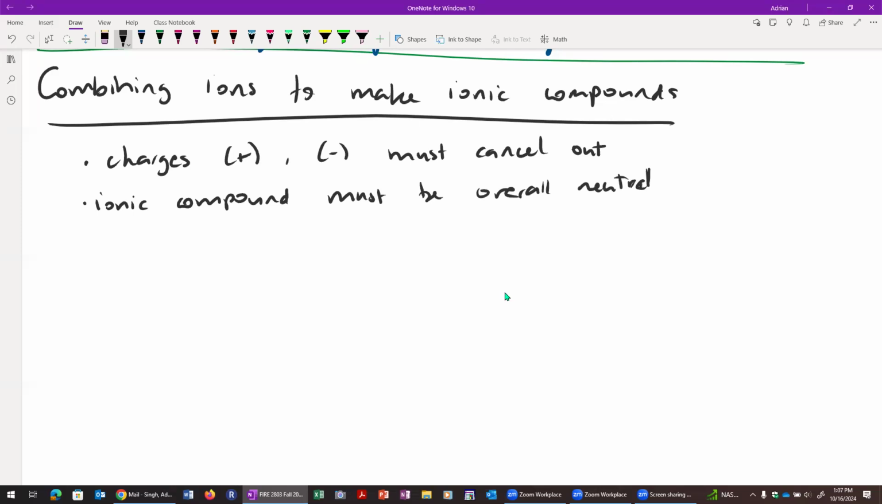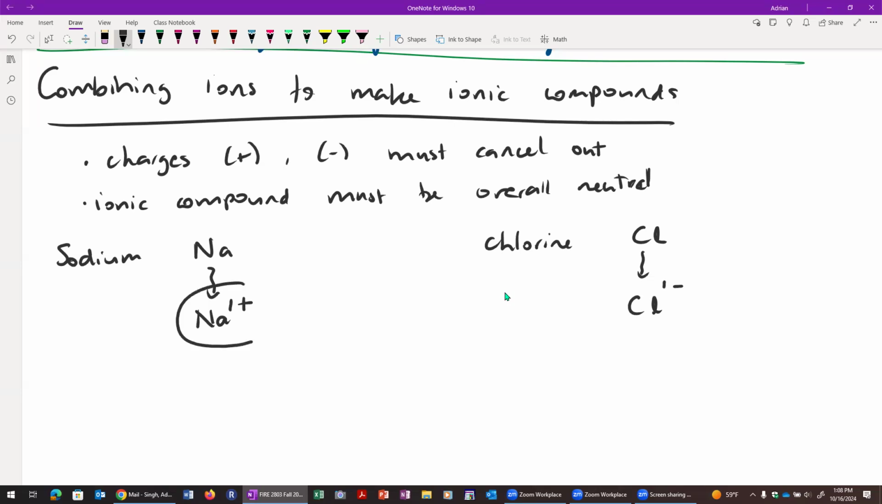So let's say I have sodium. So sodium is Na, and then I have chlorine, and chlorine is Cl. So based on what we talked about previously, we can determine the charges on the sodium atom. Sodium's a metal, so we know it's going to be positive. It's in group 1, so it's 1 plus. Chlorine is a non-metal, so we know if it forms an ion, it'll be negative. It's in group 7, so for the non-metals, it's the group number 7 minus 8. That gives me 1 minus. So these are the ions that I need to combine.